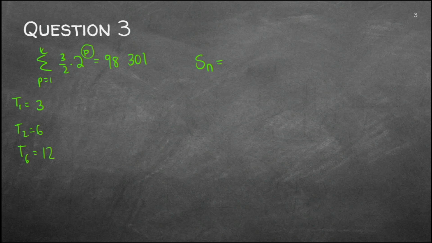So I can see it's exactly the same one as previously, where your a is equal to 3 and your r is equal to 2. So Sn is equal to a times r to the power of n minus 1 over r minus 1. Let's substitute in. So a, I do know, would be equal to 3, times 2 to the power of n minus 1 over 2 minus 1. This is all equal to 98,301.